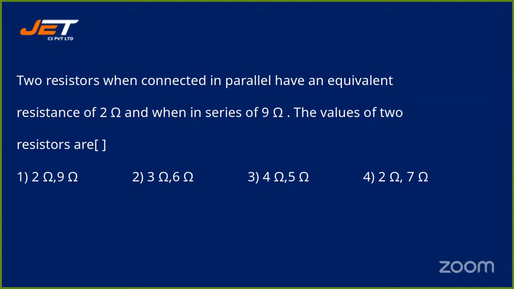Now check with the parallel one. When you do parallel resistance, the total parallel resistance should be 2 ohms. So when you solve, which of these will give 2 ohms? 1 by 5 plus 1 by 4, or 1 by 2 plus 1 by 7, or 1 by 3 plus 1 by 6? Good, I can see correct answers. 1 by 3 plus 1 by 6 is the correct answer.